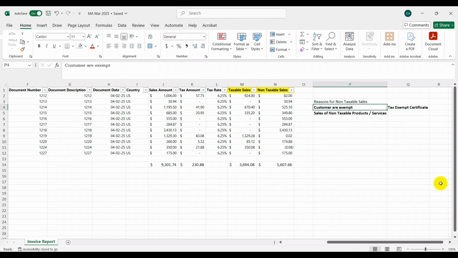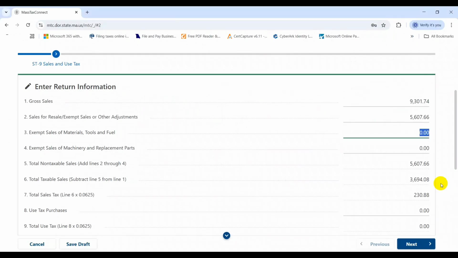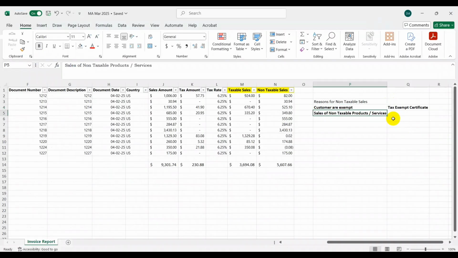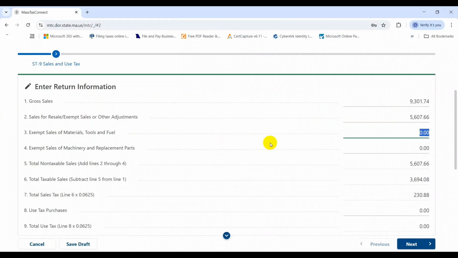So normally we have two reasons when we have non-taxable sales. Here you can see we have put our gross sales and our reason. Another reason for non-taxable sales could be resale. Many US states allow resale. If you are purchasing a service or products for resale, then you can mark it as non-taxable sales, because it will ultimately be charged to the end consumer, whoever is using the service or the product. So resale, exemption or other adjustments, and then you can put these.